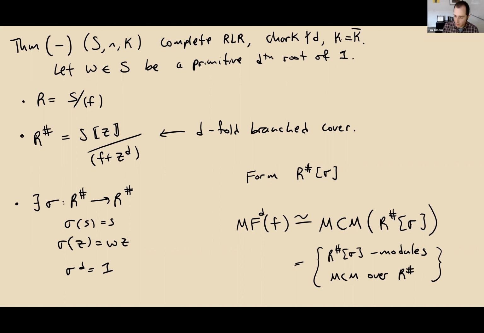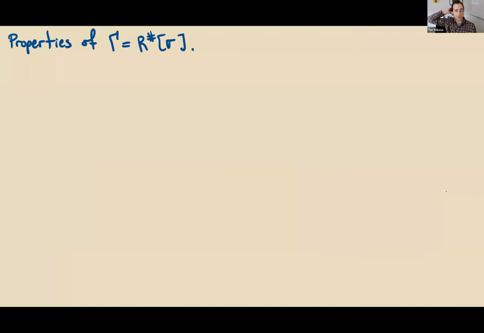Cool. Okay, so I'm going to tell you a little bit about how this proof goes, but first I just want to mention some interesting properties of this ring. So again, it's a non-commutative ring. I'm going to call it gamma for the time being. If you look at gamma as a module over itself on either side, it has finite injective dimension. So the injective dimension of gamma as a module over itself on the left or on the right are both finite and they both equal the dimension of S, the regular ring you started with.